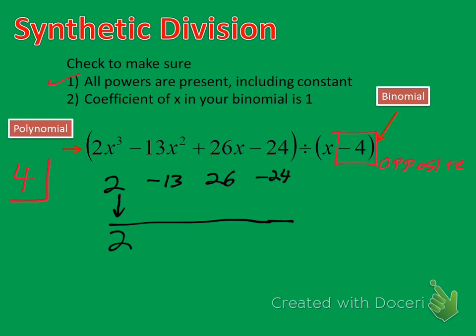Okay? Mult. You multiply them. So 4 times 2? 8. Wonderful. That 8 goes underneath the negative 13 right there.